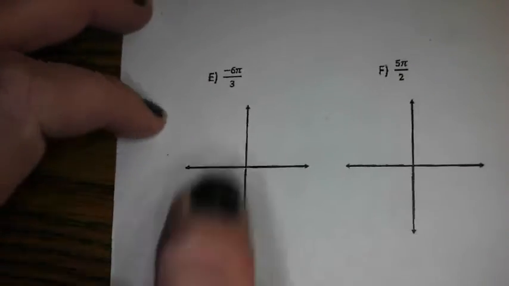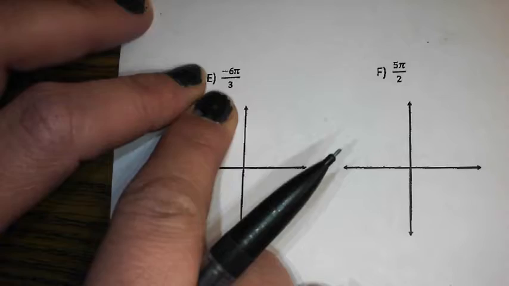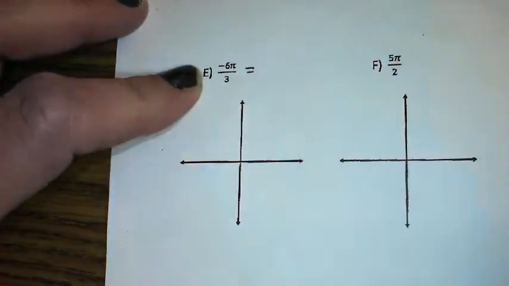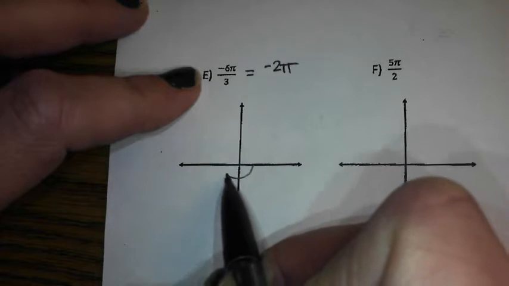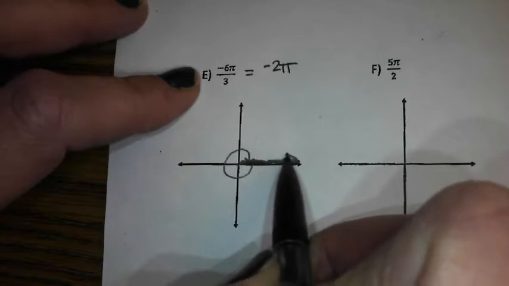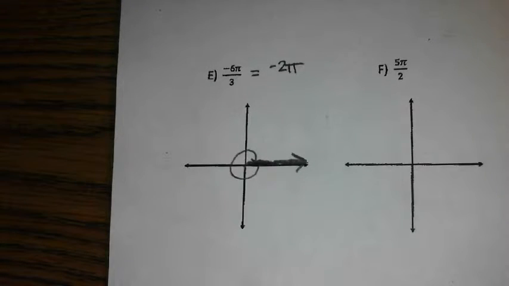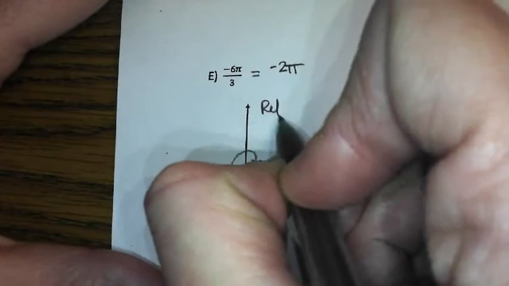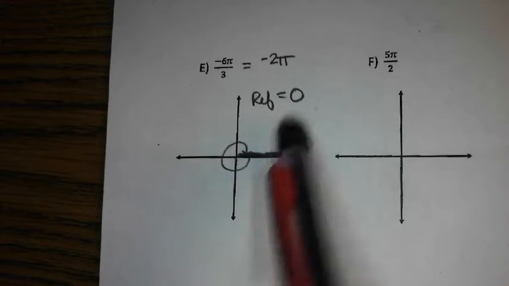Okay. The reason this is an exception is because this can be simplified. What does this simplify to? Negative 2 pi. So we're opening in the negative direction, and negative 2 pi is just a full circle. So this is an exception because, number one, it's not really splitting it into any parts. So your initial ray and your terminal ray are on top of each other. So what's the measure of that reference angle? 0. That's the only exception on this paper. And that's because it can be simplified.